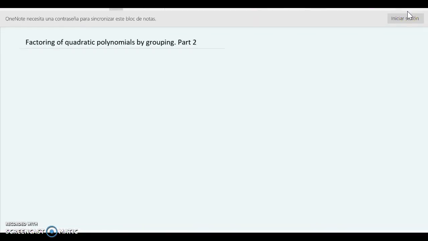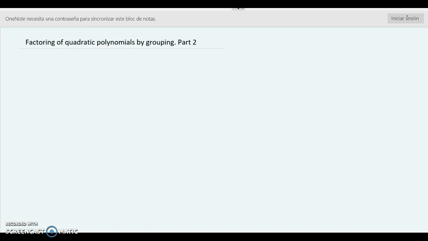Hi, now I'm going to explain another technique to factor only quadratic polynomials. This method is called grouping. Let's see a quadratic polynomial. As I say, this is also very useful for special products. When you have a special product and you have the result, the polynomial, you can factor again this polynomial.